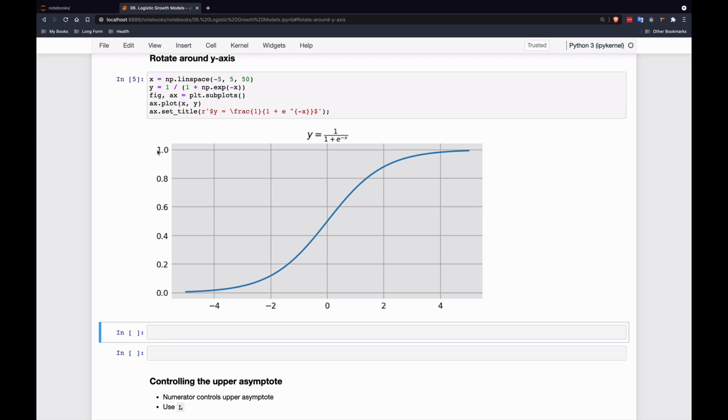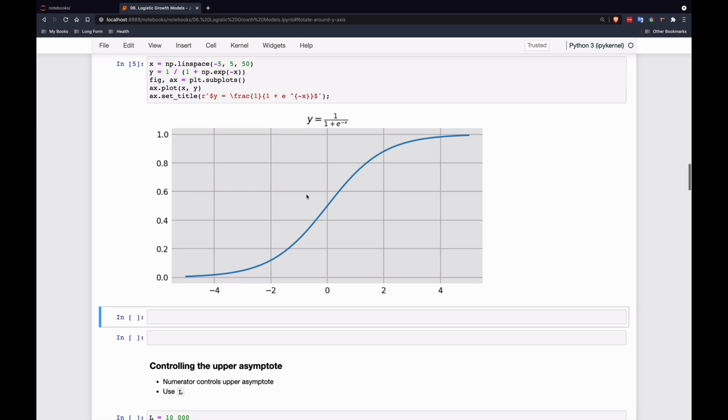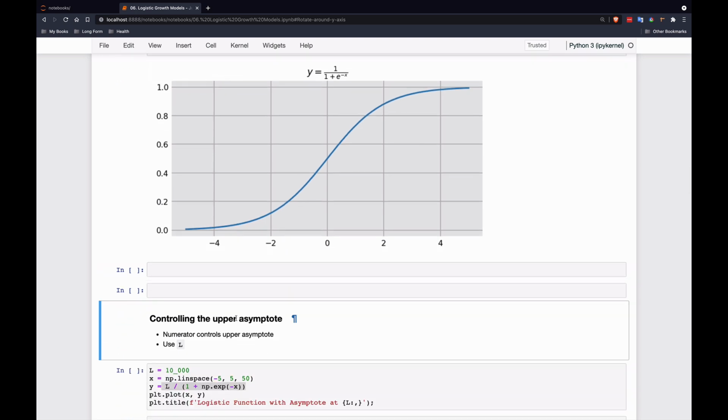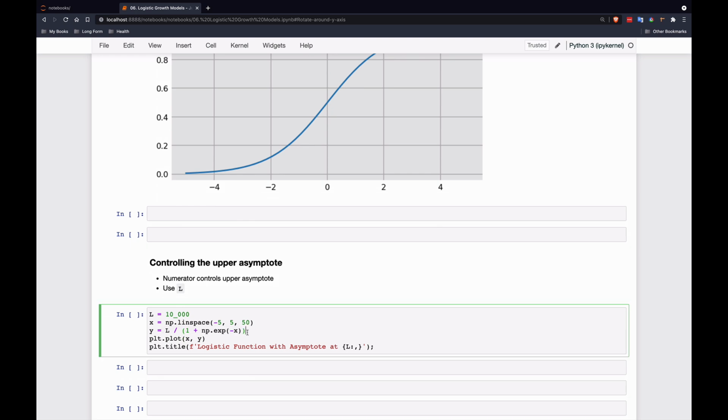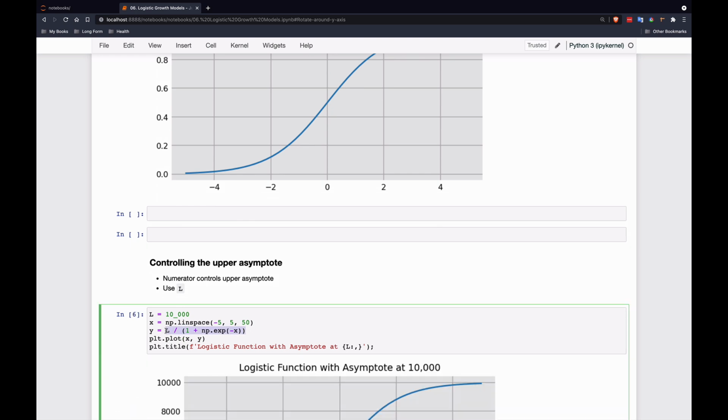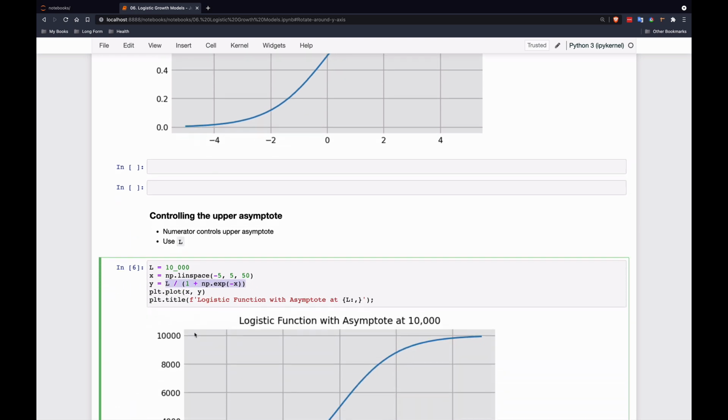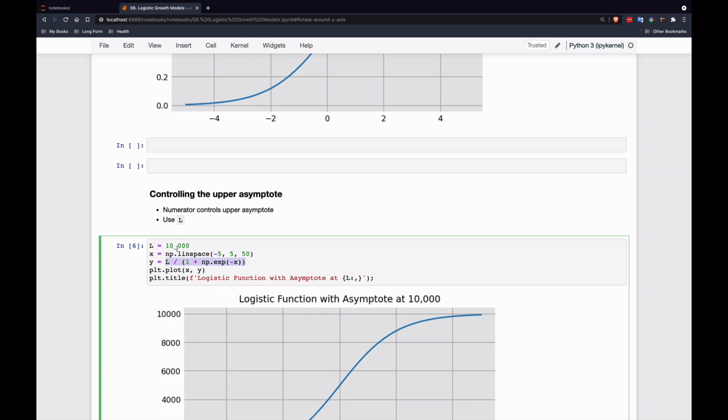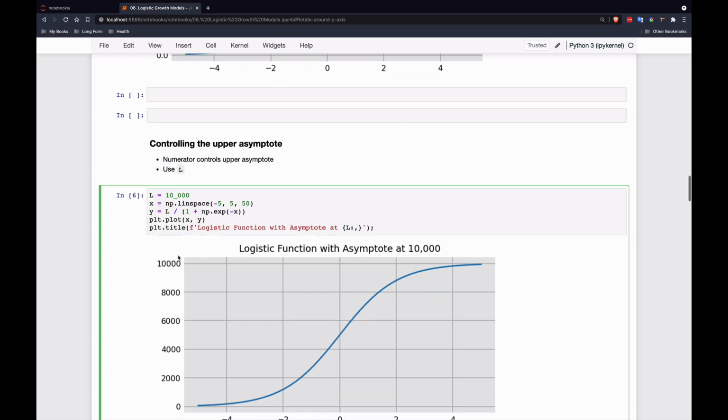Coronavirus cases don't just asymptote at 1. What we'll do is scale this graph up by multiplying the numerator by some value. So we're going to introduce a new parameter here called L. The formula here is L over 1 plus e to the negative x. Whatever the value of L is, it's just going to scale the graph up by that number. So we're just multiplying the whole function value by L, essentially.